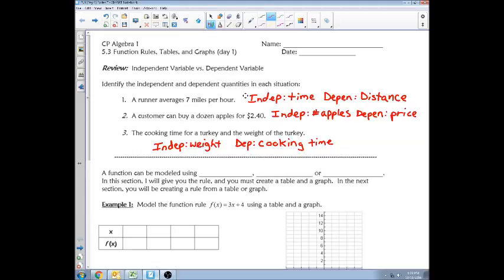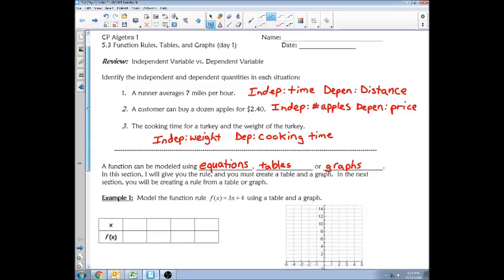A function can be modeled using 3 things. We've talked about this before. In this section, I will give you the rule, and you must create a table and a graph. In the next section, we'll be creating a rule from a table or graph. But in this case, the first one, a function can be modeled using equations. It also can be modeled using tables. And it can be modeled using graphs. Like I said, we are going to be concentrating on tables and graphs today.